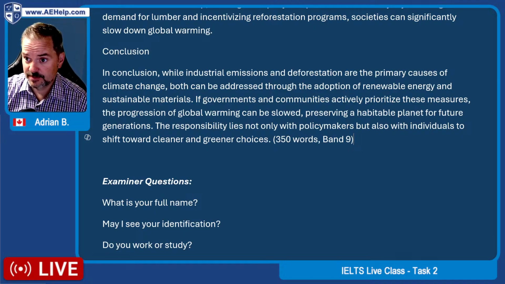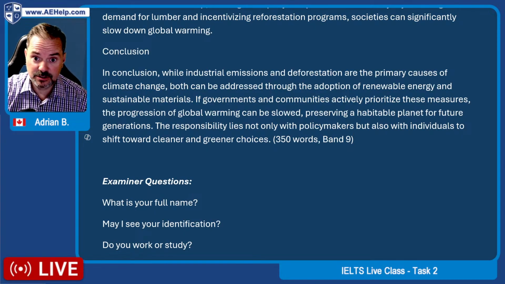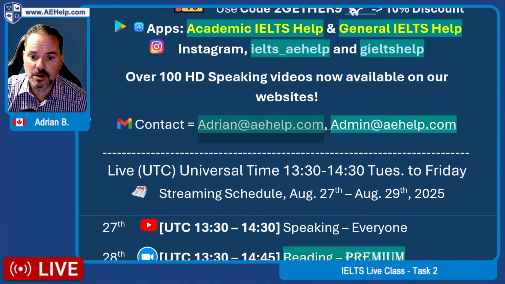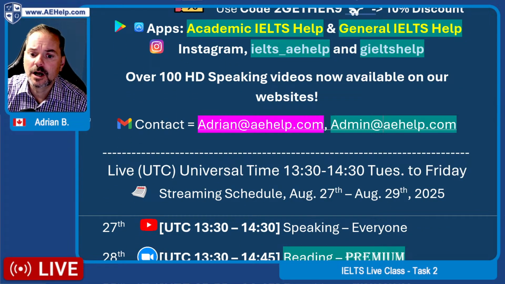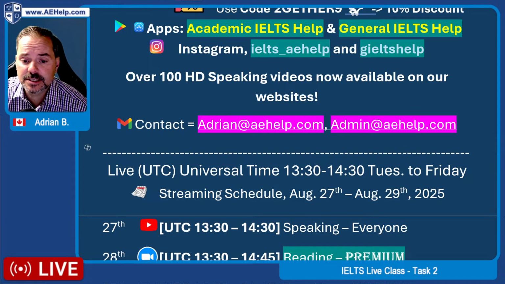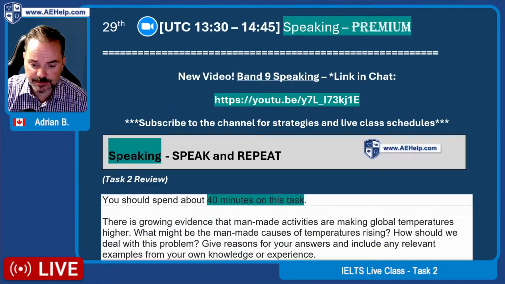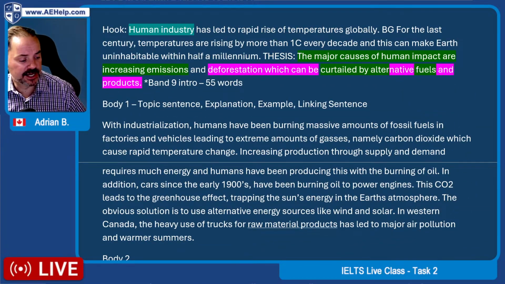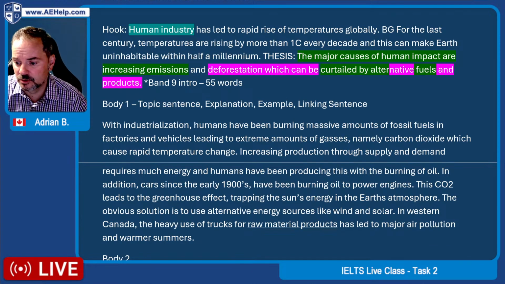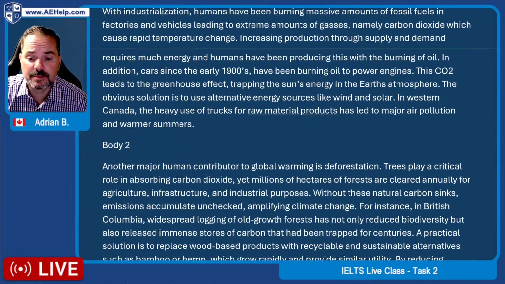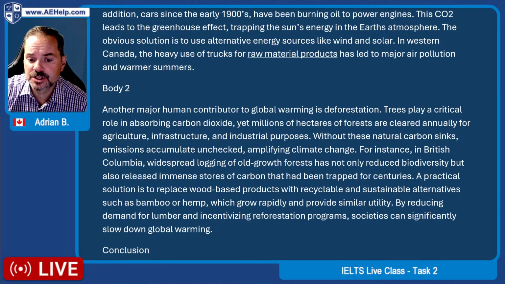If you have any questions about this task 2, feel free to send me an email again to adrian@aehelp.com or admin@aehelp.com. Okay, we love to see questions. We love to see practice essays. We'll give you a free band score estimate. AI is still not very good at estimating band scores accurately. I find ChatGPT and some other AIs are usually like 1 band, 2 bands off. So it's good to send those and get a better idea. We're usually either right on or just half a band off.